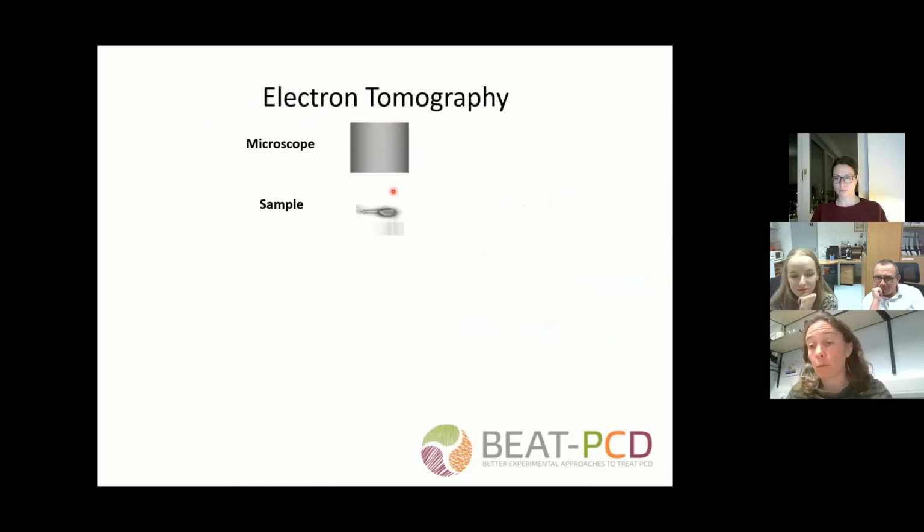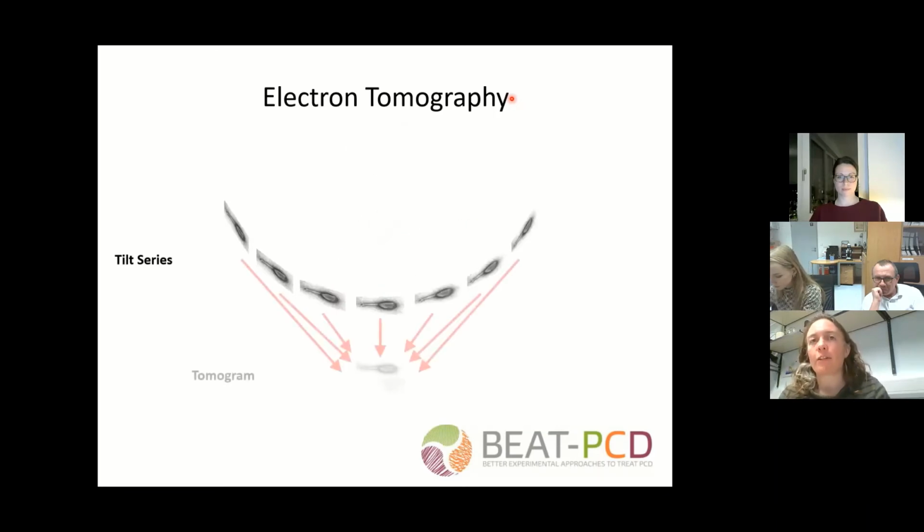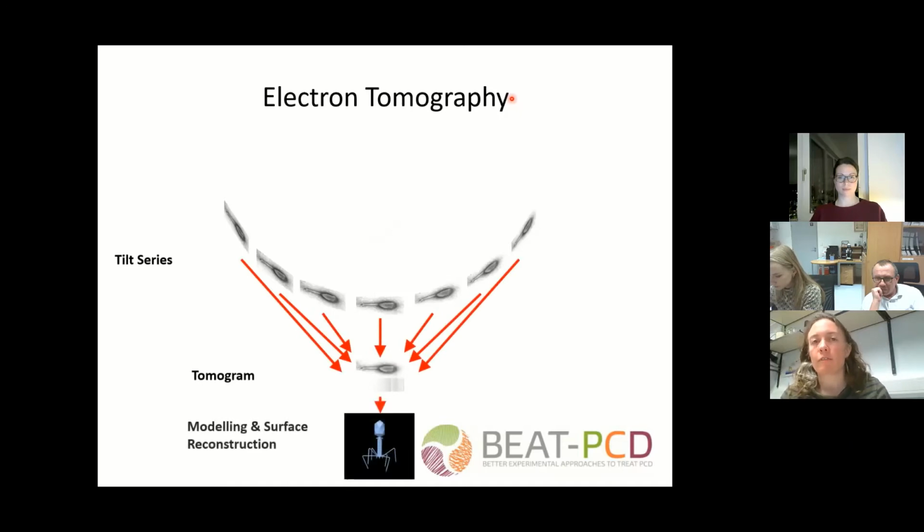So how does electron tomography work? Essentially, you look at the sample in the same way as you would usually look at your sample, and then you tilt it. Here we go. You tilt your sample in the microscope and you take a series of photographs from different angles, and then you can reconstruct all of those photographs into a tomogram, and then you can apply a series of averaging and mathematical techniques to try and enhance structures that way.